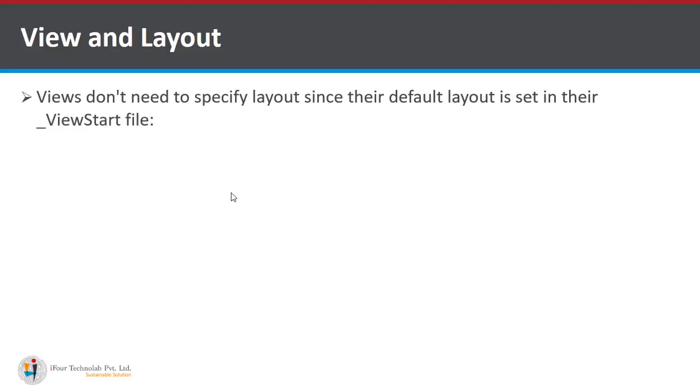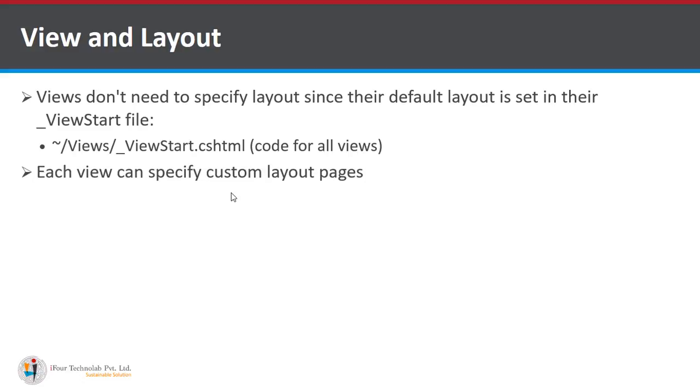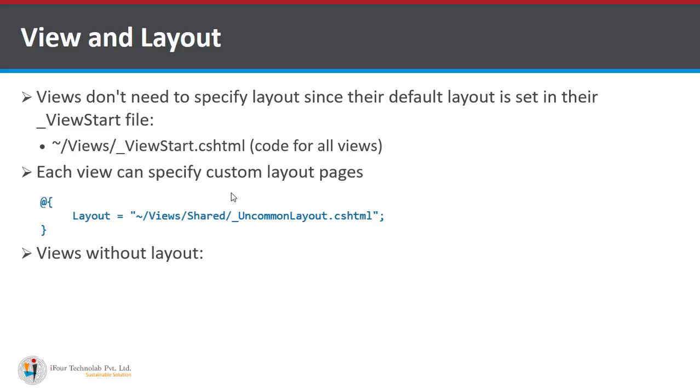Next is view and layout. Views don't need to specify a layout since the default layout is set in the ViewStart file. That is Views/_ViewStart.cshtml, which applies to all the views. Each view can specify custom layout pages. Here you can see inside @ braces, Layout equals the path of your layout. For views without a layout, Layout equals null. This is just the basics of MVC.